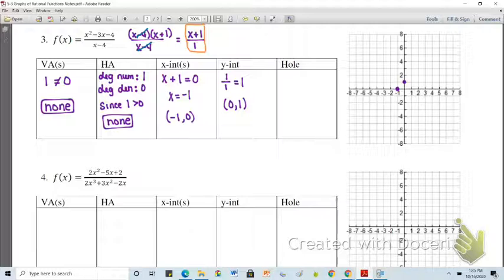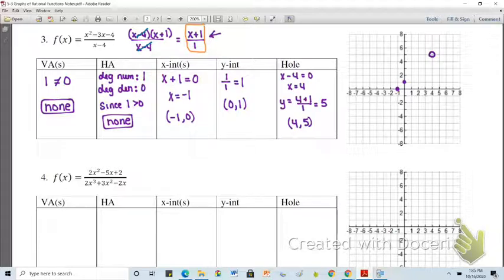From here, I had a hole, so I need to account for it. So where was my hole? My hole occurs at x minus 4 equal to 0. So that gets me x equals 4. I must now put this in my reduced function to figure out what my y coordinate is at that point. So y is going to equal 4 plus 1 over 1, which is 5. So I have a hole at 4, 5. So I'm going to come over to my graph, and at 4, 5, I am going to put an open circle.